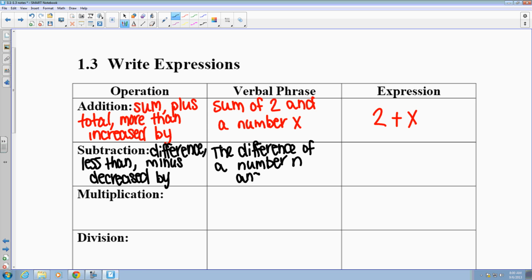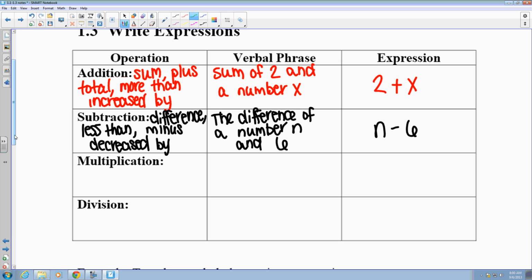and 6. So it is tricky with subtraction to know what order you go in, because if you use difference, it's going to be straightforward. If you're going to use less than, it's going to be backwards. So first we have the difference. That one is straightforward. The difference of n and 6. That's all for that one.